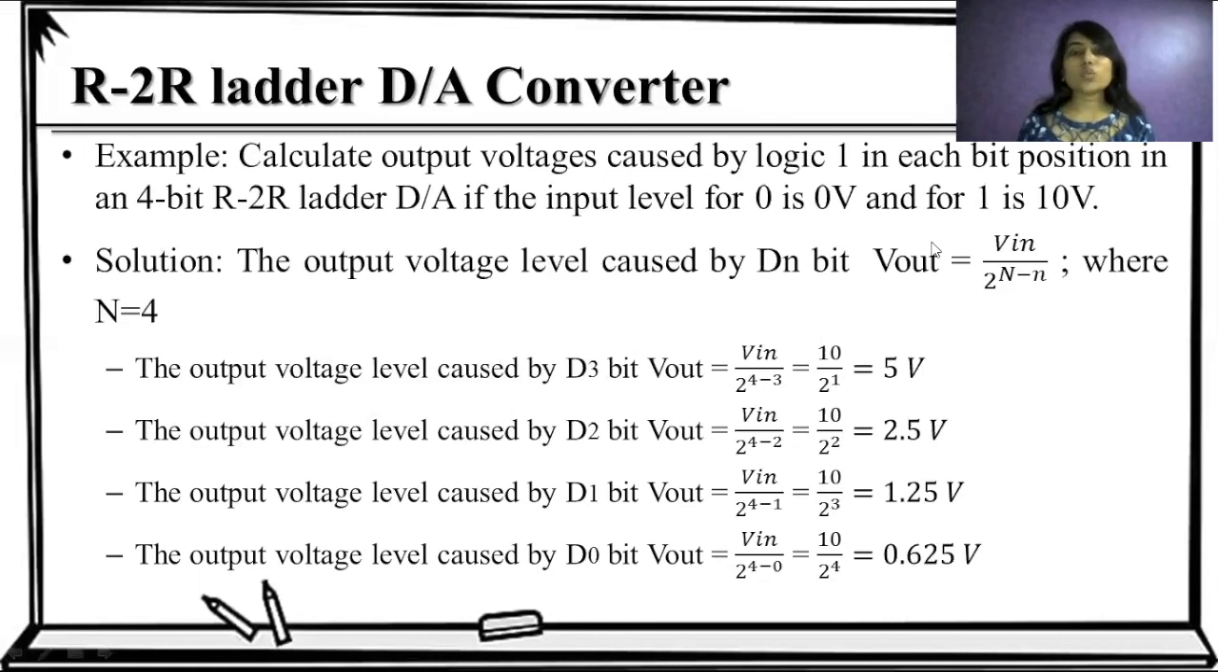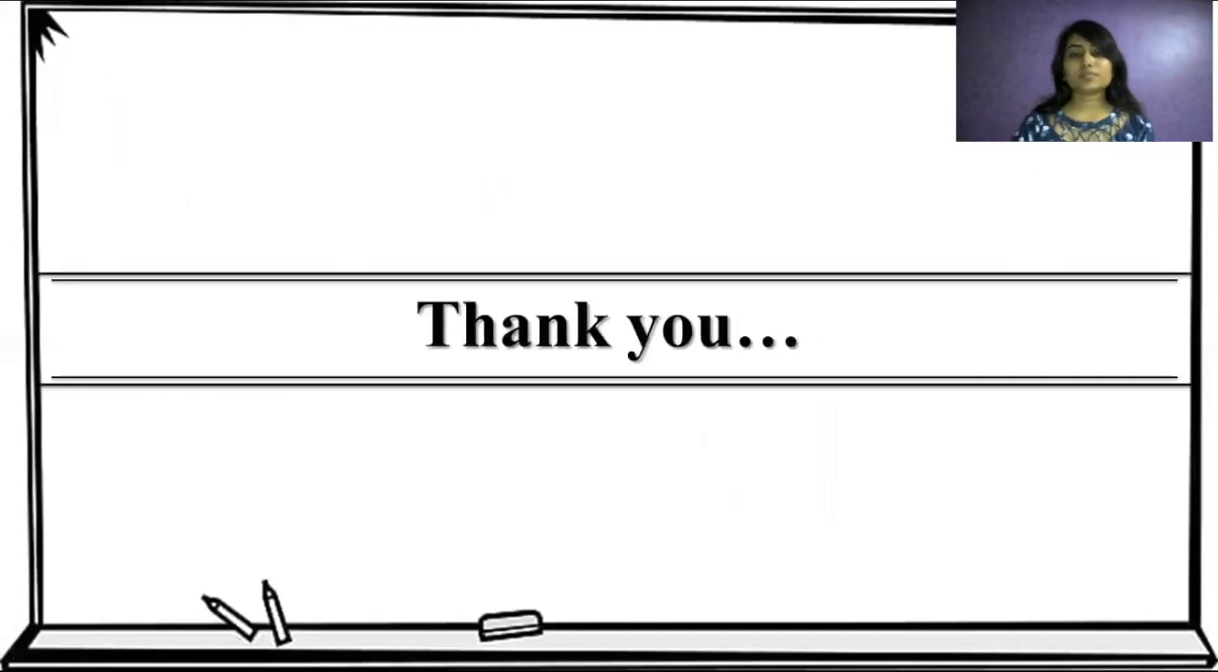So this is how we can calculate analog voltages for corresponding digital bits using this R2R ladder network. So in this session we discussed the R2R ladder type digital to analog converter, its equations and an example of this digital to analog converter. Thank you.